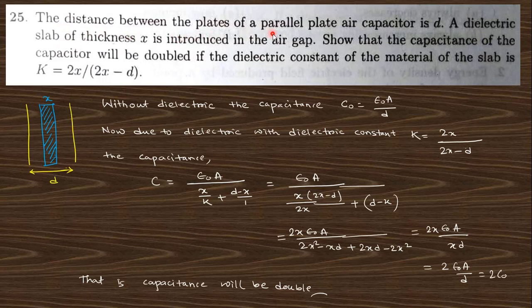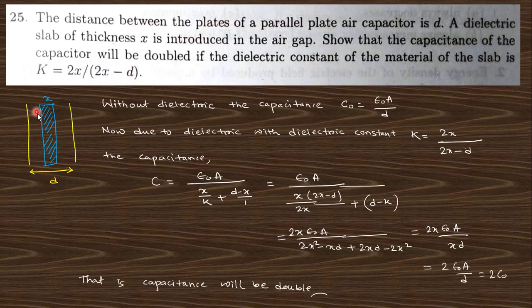The distance between the plates of a parallel plate capacitor in air is d. So in the air this distance is d. A dielectric slab of thickness x is introduced in the air gap so that the capacitance of the capacitor will be double. What is the dielectric constant of the material of the slab? If the dielectric constant is k equal to like that, then the capacitance will be double.